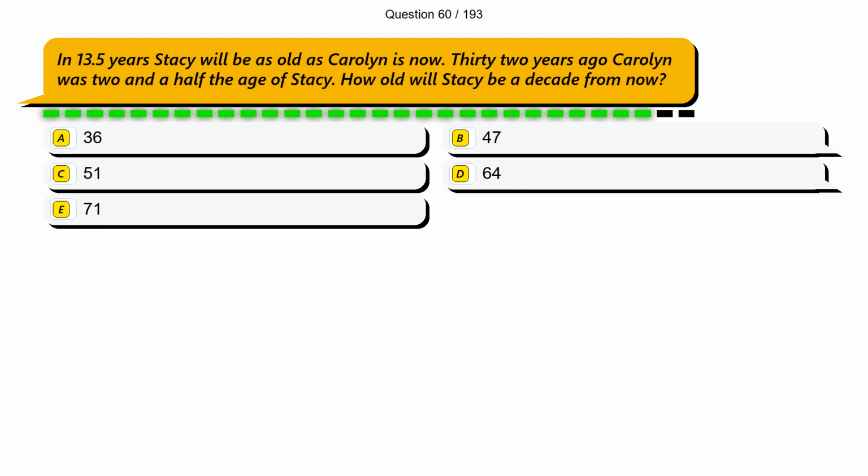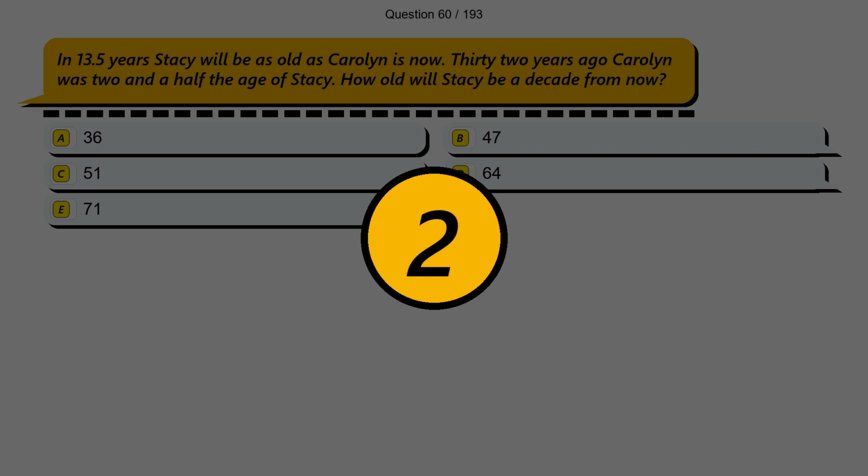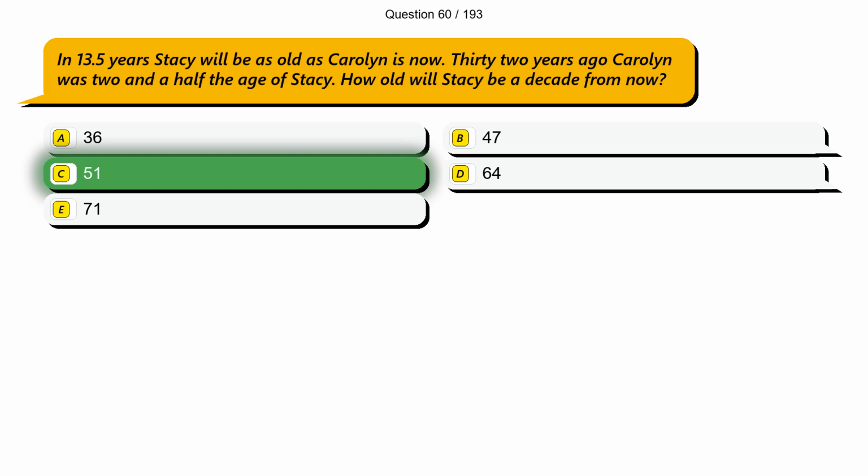Question 60. In 13.5 years Stacy will be as old as Carolyn is now. 32 years ago Carolyn was 2.5 times the age of Stacy. How old will Stacy be a decade from now? Option A, 36. Option B, 47. Option C, 51. Option D, 64. Option E, 71. The correct answer is option C, 51.